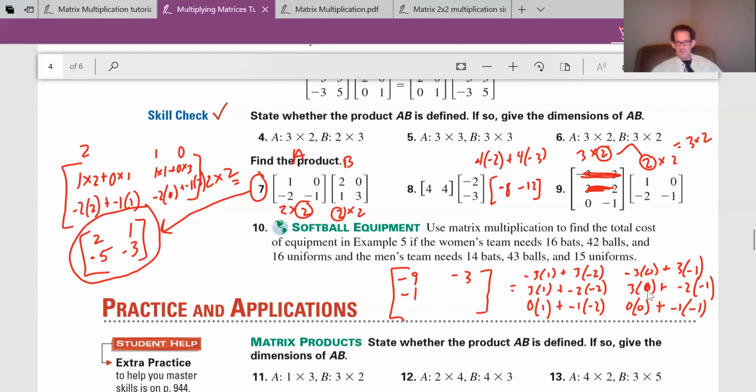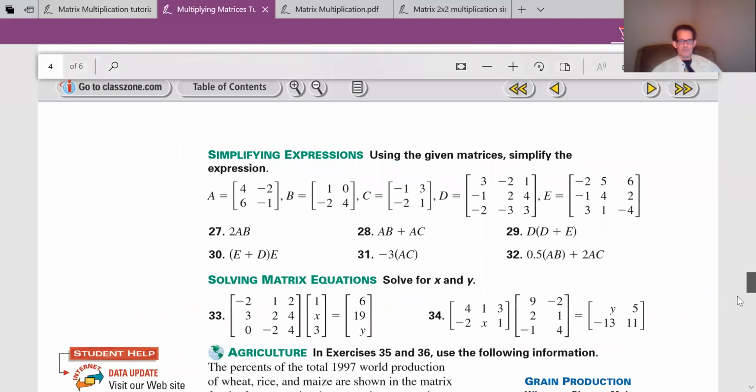And then I have to simplify this one. 3 times 0 is 0. Negative 2 times negative 1 is positive 2. So I'm going to put positive 2 there. And then for this last row, 0 times 1 is 0. Remember, two negatives equal a positive. So -1 times -2 is +2. And then 0 times 0 is 0. -1 times -1 is +1. Okay? So your answer for number 9, the product of those two matrices, is this matrix right here, which is 3 by 2.